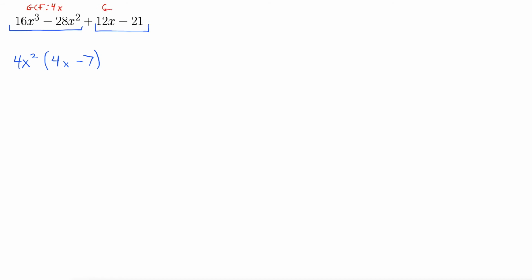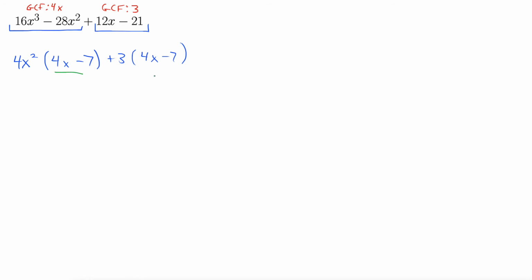Okay, so let's look at this second term, the GCF. We have 12x and 21. Well, we need the largest number that divides both 12 and 21. 12 is 3 times 4, 21 is 3 times 7, so I'm thinking the GCF here is 3. And there's nothing we can do with this x. That's not going to be part of the GCF. Okay, so plus 3, and we're left with 4x minus 7.